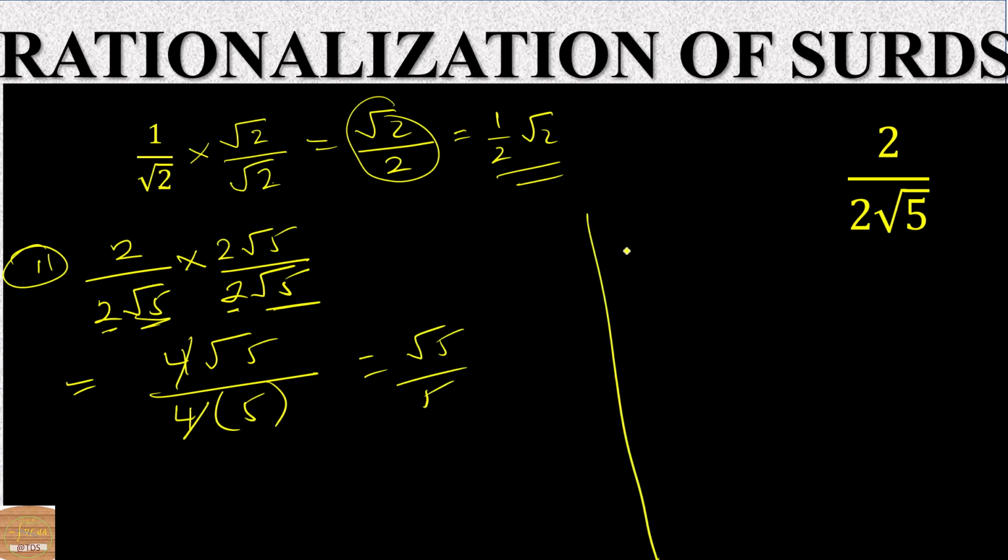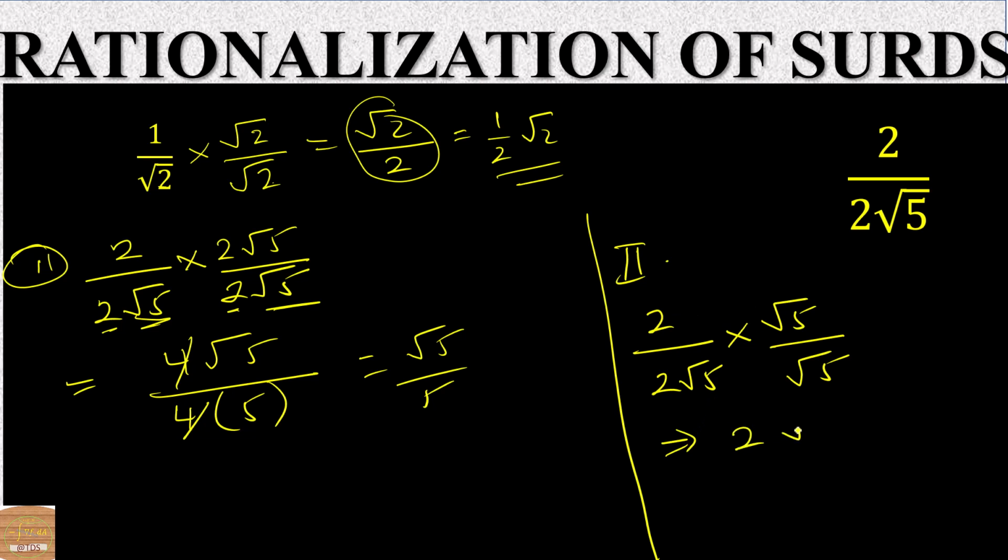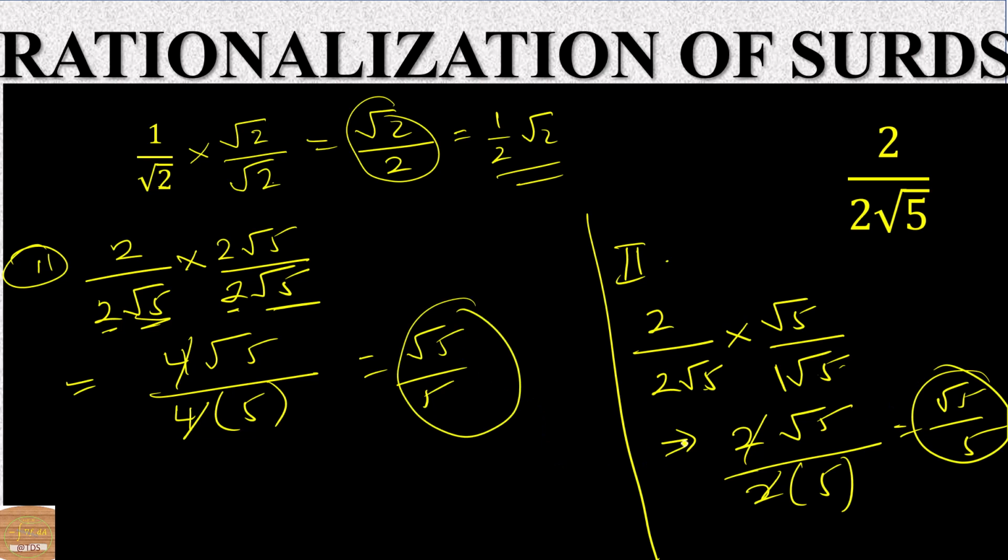Method 2. Same question, 2 over 2 root 5. Now let's use the surd alone. I'll multiply both the numerator and denominator by the surd, root 5 times root 5. So we have 2 times root 5 is 2 root 5. In the denominator, 2 times 5 is 10 root 5... in the numerator 1 times root 5 is root 5, and 5 times root 5 is 5. So this one will cancel, and we have root 5 over 5. We check this and that. All right, so we have the same answer.